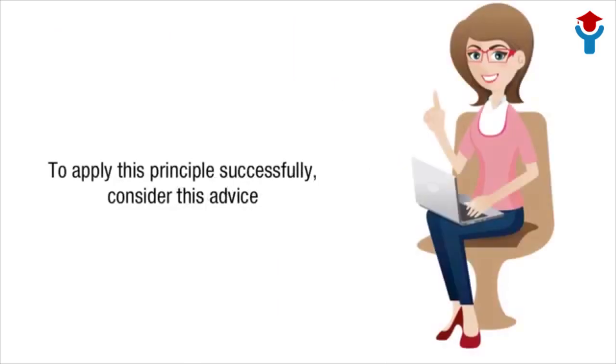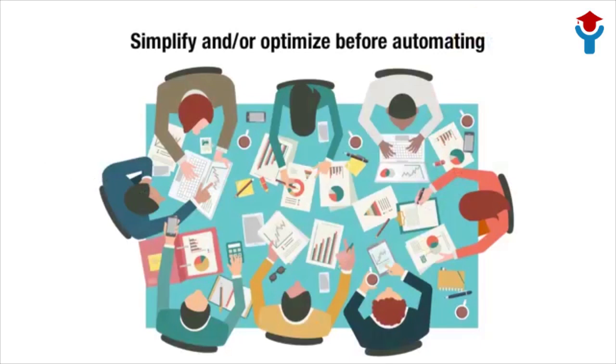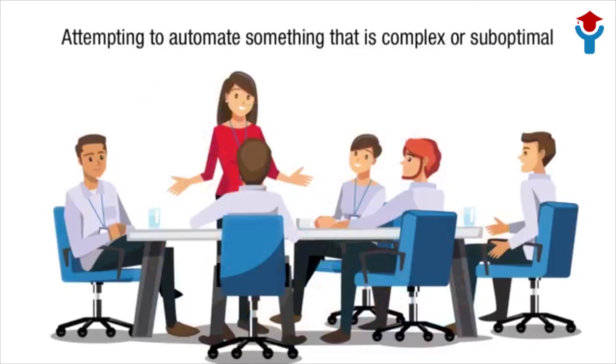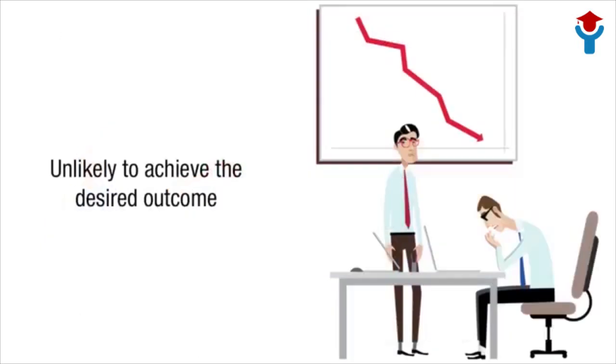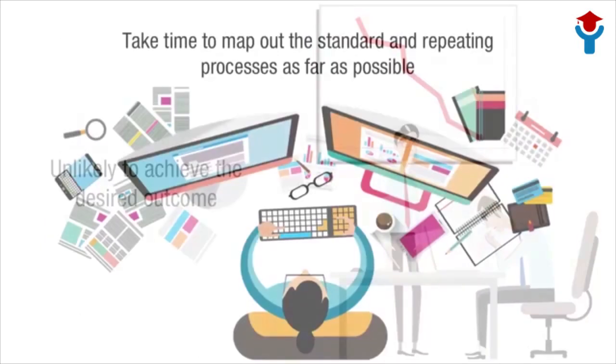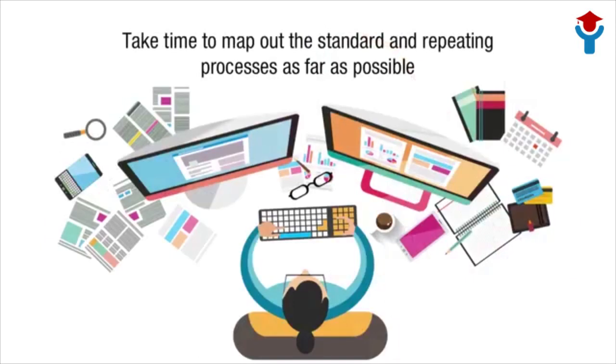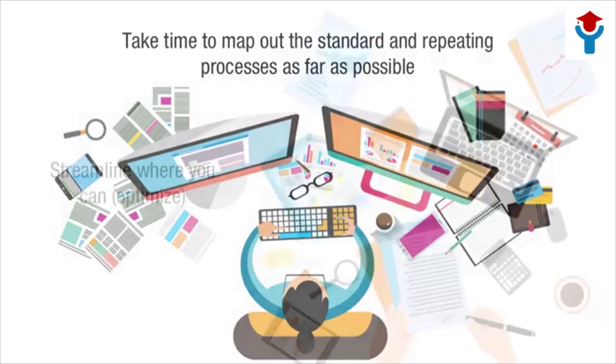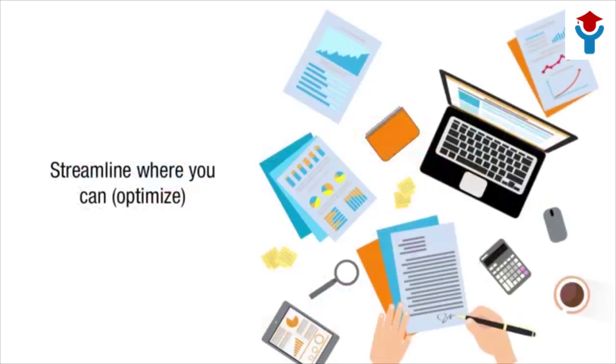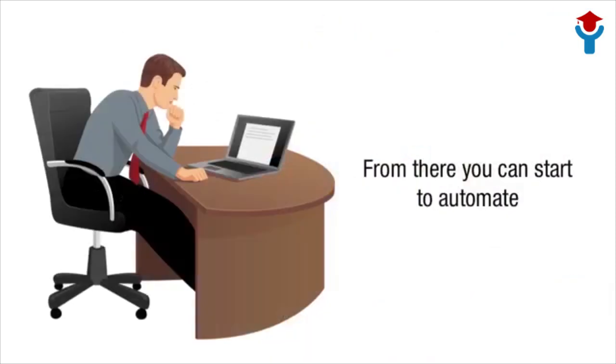To apply this principle successfully, consider this advice. Simplify and/or optimize before automating. Attempting to automate something that is complex or suboptimal is unlikely to achieve the desired outcome. Take time to map out the standard and repeating processes as far as possible and streamline where you can or optimize. From there, you can start to automate.